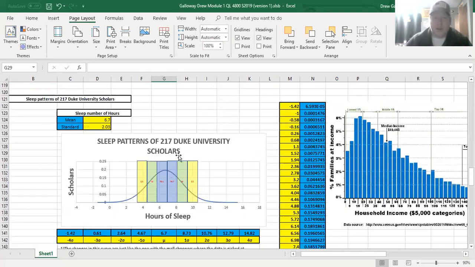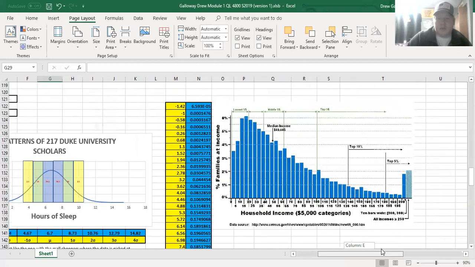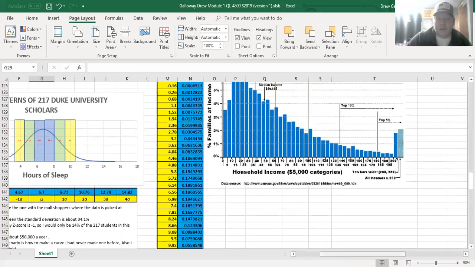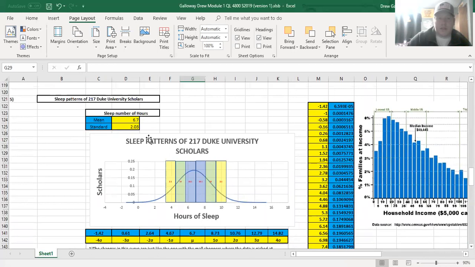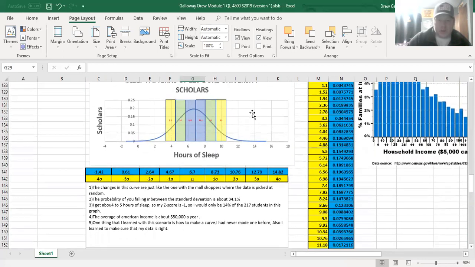Okay, now on to the sleep patterns of the Duke University students on number 5. Also, it has the household incomes as well. Here's my table. This is the mean and this is the standard. This will be around your mean, and these will be your standard deviations.